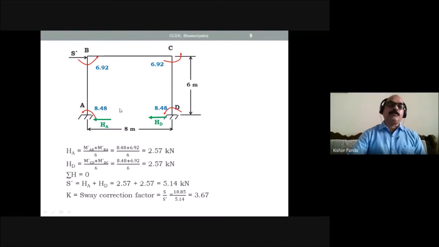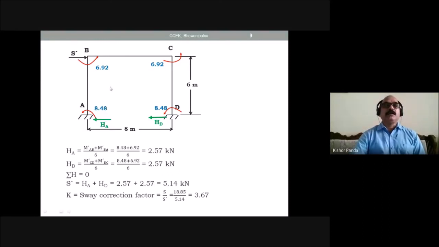Then by taking the summation of horizontal force equal to 0, you have to find out the S dash. So here you see, when you are going for the sway analysis, you don't need to take this point load. Due to this load, you have already taken it in the non-sway analysis. But in sway analysis, what sway force is required for the distortion of the shape by the amount delta? So here the lateral load is not required. Only have to take this HA and HD.